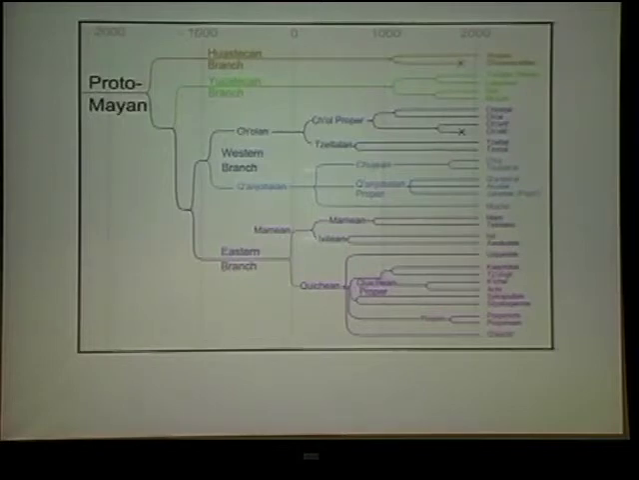Cholti, for example, the blue one with a cross, is the language I wrote my master's thesis on. We have one document from the early 17th century on that language. It's not spoken anymore. Those were people that lived in the central area on the earlier map that looked so empty. They were taken out, mixed with other people, and put in other towns, and eventually their language died out.